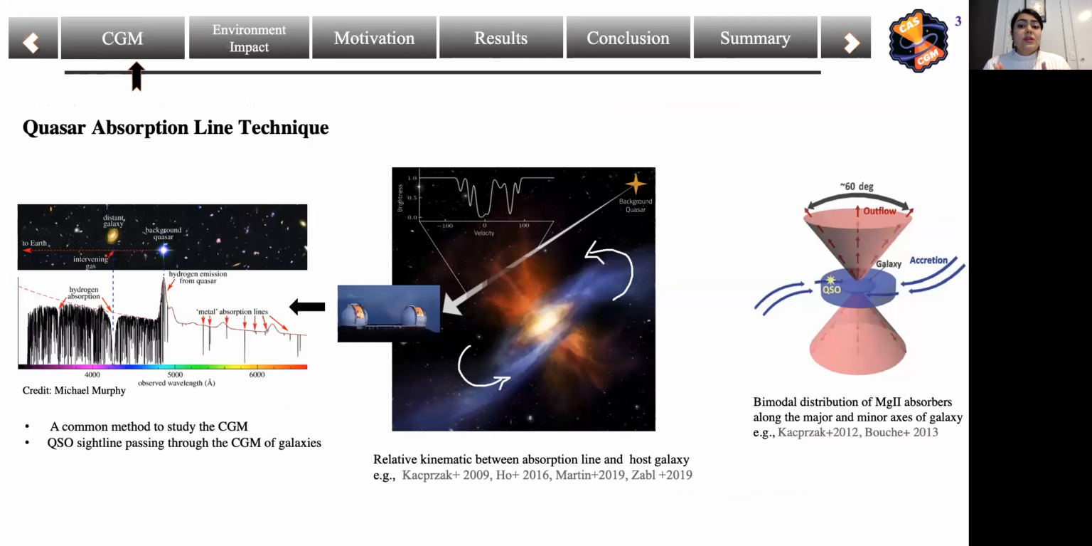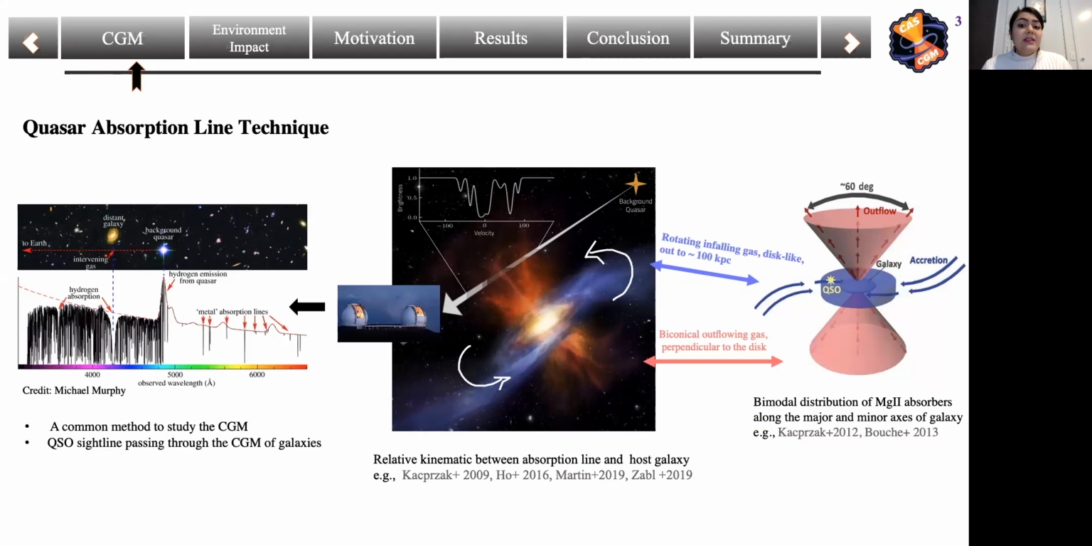Many studies using the quasar absorption line technique have investigated the CGM of isolated galaxies and found that the CGM gas is not isotropically distributed around the galaxy, whereas the majority of gas could be found along the major axis of the galaxy as a trace of inflows, and also along the minor axis of the galaxy, tracing the expelled outflows.